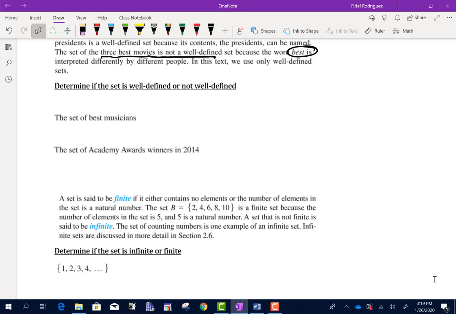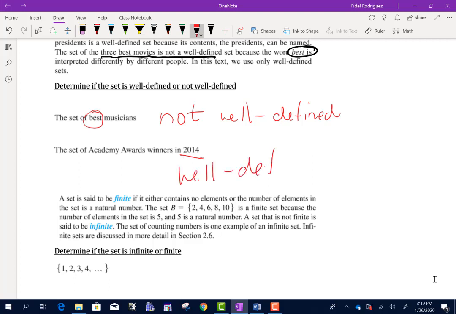Okay, so let's take a look here. Determine if the set is well-defined or not well-defined. The set of the best musicians. Again, best is an opinion, so this here is not well-defined. The set of the Academy winners in 2014. This is well-defined, right? We could always go to Google. We could do a search and say, who were the Academy Award winners in 2014? And we'd find that set. We could go to the Academy Awards webpage and find the list of those people, and there's evidence that these are the people who have received the Academy Awards.